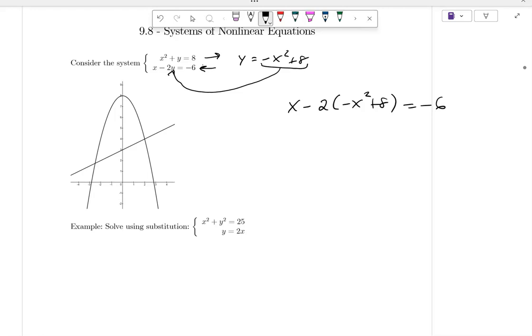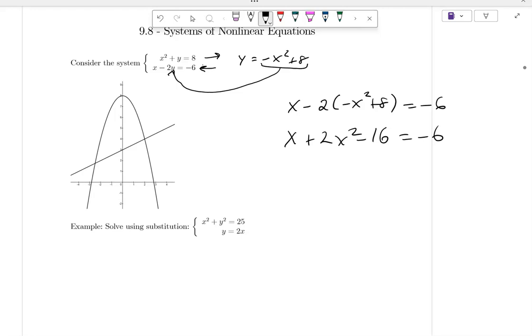This is substitution method, right? Use one equation to solve for one of the variables. Take that and plug it into the second equation and then solve, right? Okay. What do we need to do to solve this equation? Let's distribute the negative 2. So multiply the negative 2 through, you'll get a positive 2x squared and a minus 16.